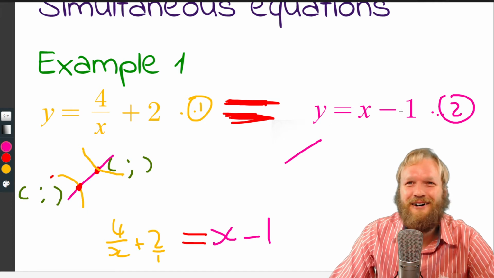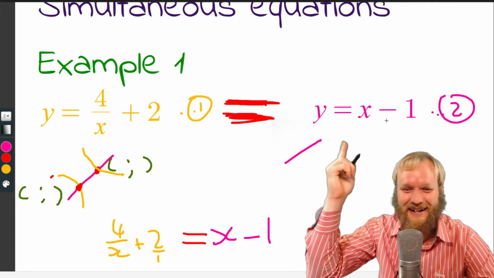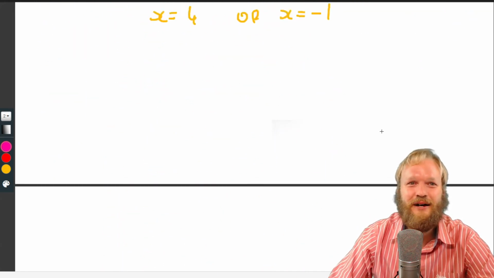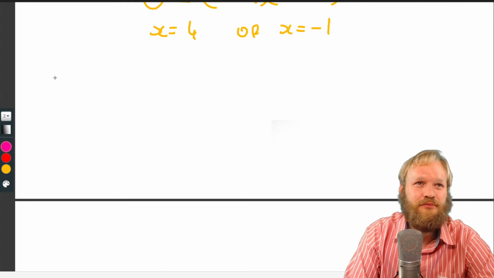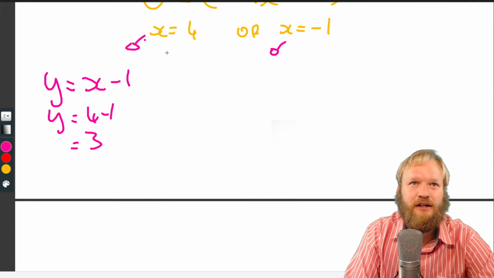So I would go for equation 2. Look, it's a whole lot simpler, right? It's y equals x minus 1, not that other one with the over x. So y equals x minus 1. We can just sub each of these in to get our values of y. y equals 4 minus 1 equals 3.